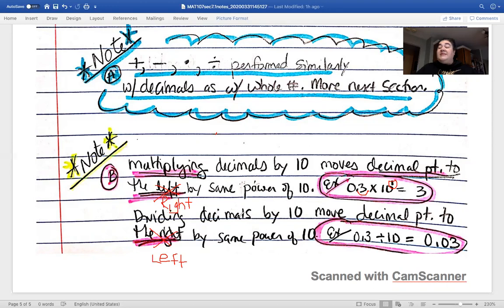So when you're dividing decimals by 10, you move the decimal point to the left by the same power of 10. And again, in our example, you can see that this is 10 to the power of 1. So we're going to move our decimal point to the left once, and there you see it. Now 0.3 divided by 10 becomes 0.03. The decimal point has moved over once to the left.